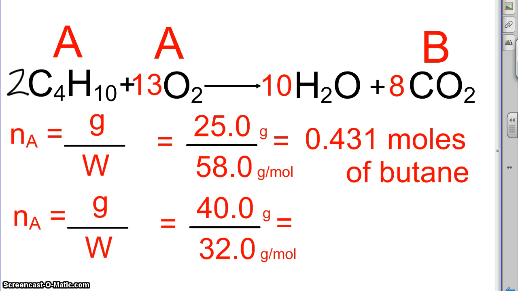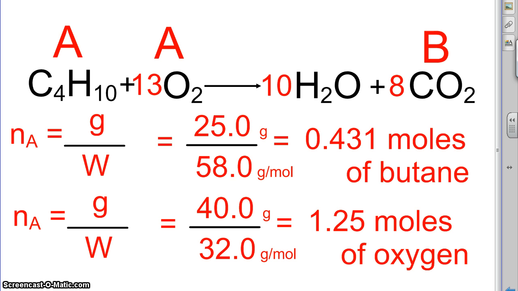So 40 divided by 32.0 down here is 1.25 moles of oxygen. So we have 1.25 moles of oxygen and 0.431 moles of butane. So that's how much we have of each of those things. And so now we go back to what we would normally do.